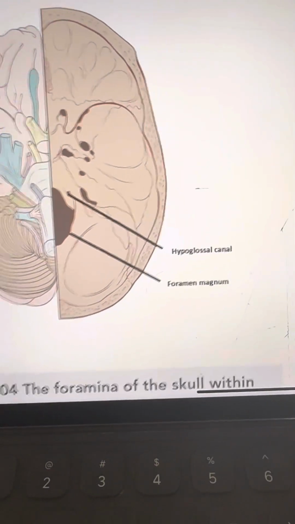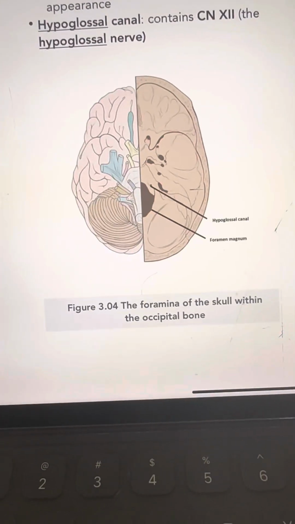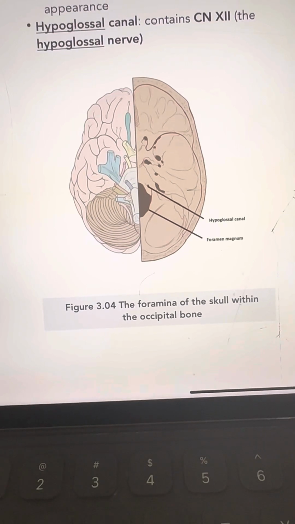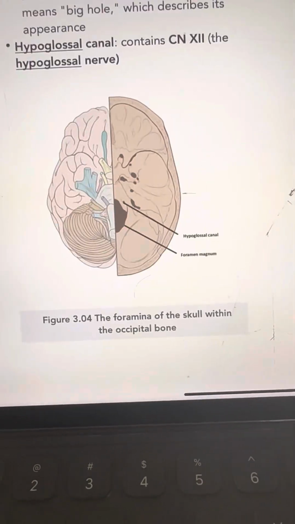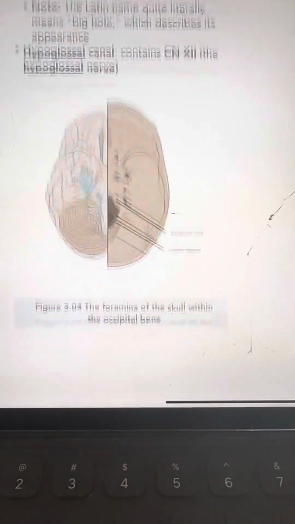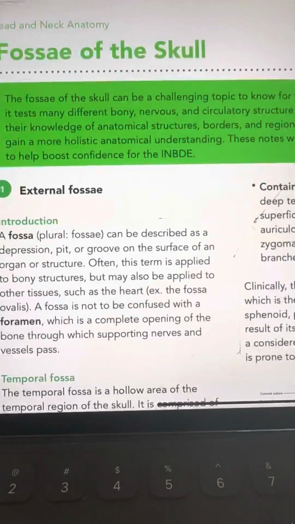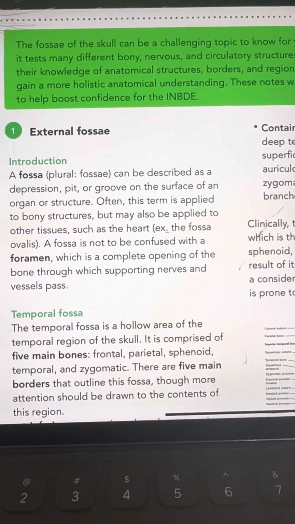Hypoglossal canal, foramen magnum: the foramina of the skull within the occipital bone. Fossae of the skull, external fossa.